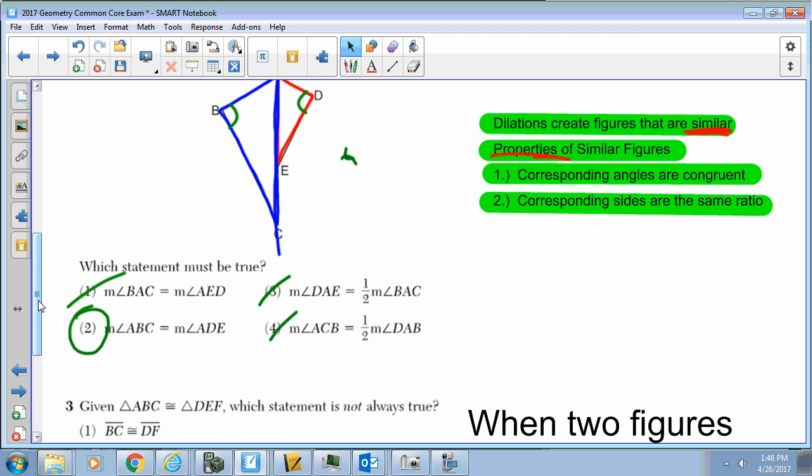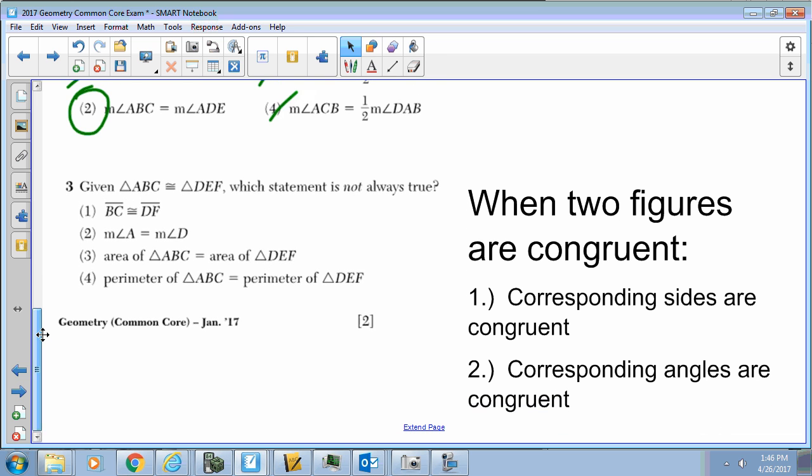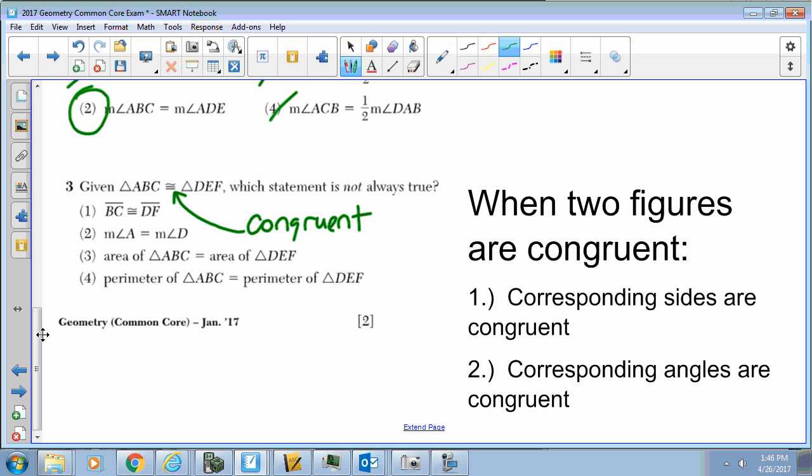All right, let's go to number 3. It's asking, given triangle ABC is congruent. Remember, this squiggly line on top of an equal sign means congruent. That means you can place two figures right on top of one another. All their corresponding sides are congruent. All their corresponding angles are congruent. You need to write all this stuff down if you want credit.